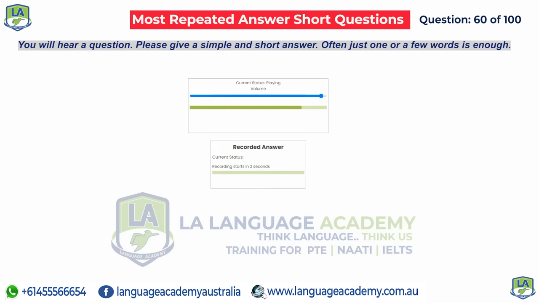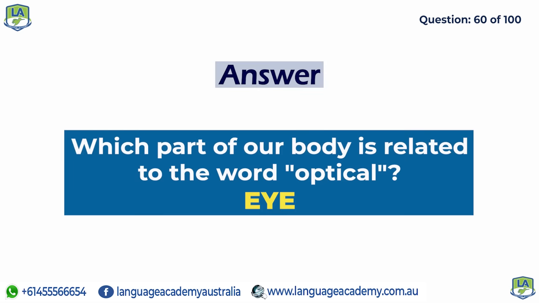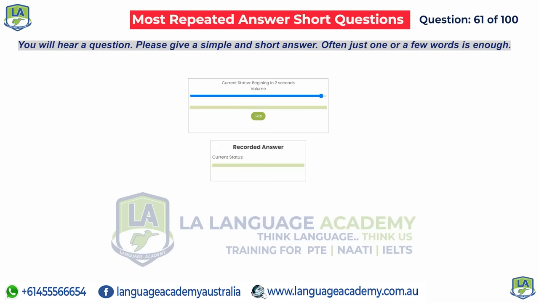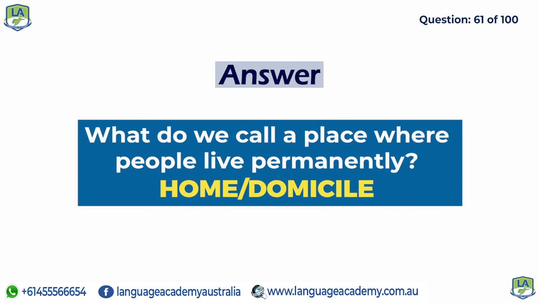Which part of our body is related to the word optical? Eye. What do we call a place where people live permanently? Home, domicile.